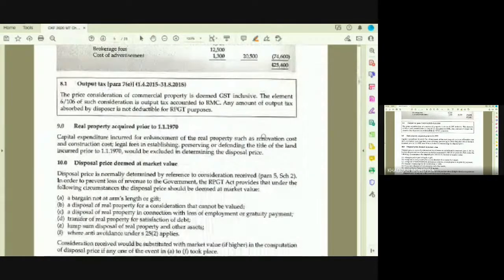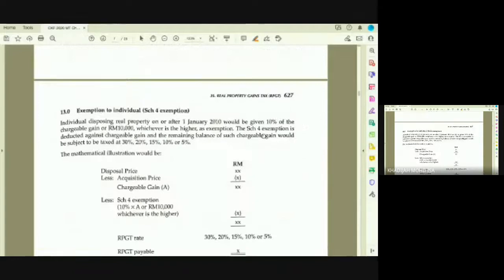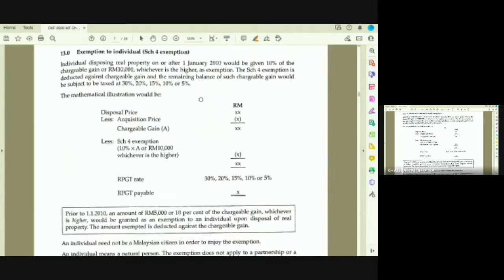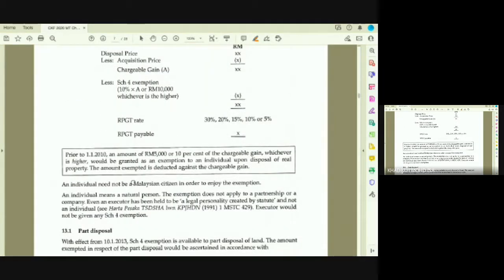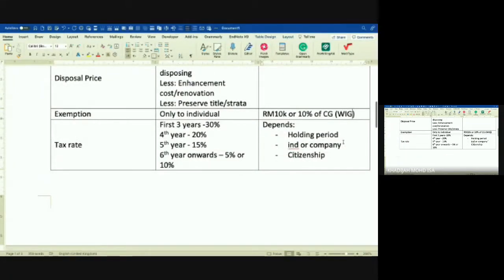Let me confirm on this. Oh, remember to talk about your exemption to individual. An individual need not be a Malaysian citizen in order to enjoy it. So as long as you are an individual, you can get exemption of 10,000 or 10% of the chargeable gain, whichever is greater. So the more exemption you receive, the better, because you have a lower balance to be taxed.